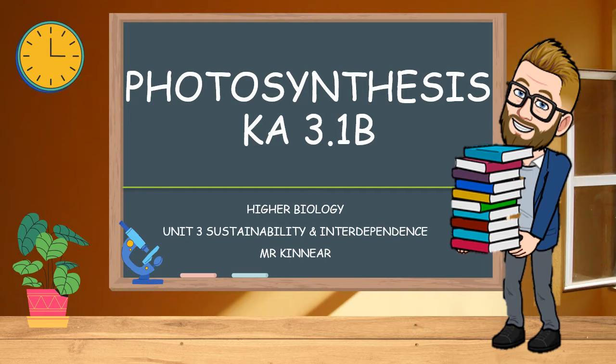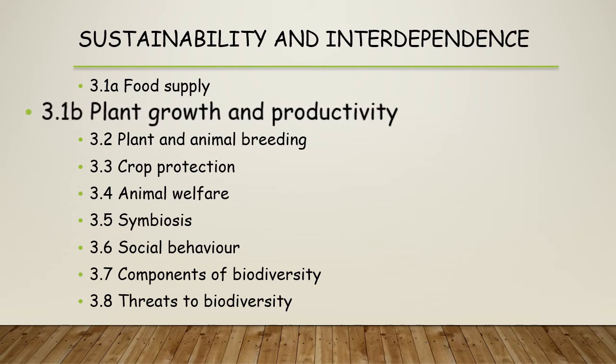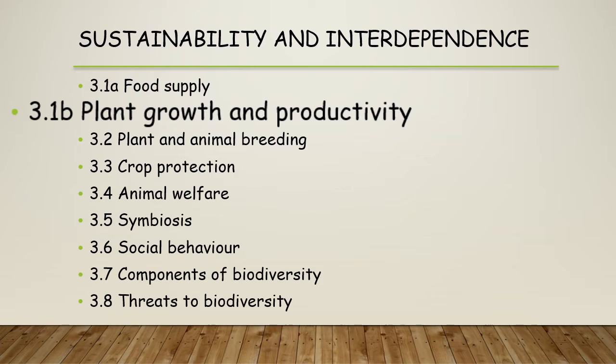We're looking today at photosynthesis, which is the second part of Key Area 3.1. So this is where it fits into the whole of Unit 3. Effectively it is plant growth and productivity, which you'll find on Scholar and on BBC Bitesize. Essentially we're looking at photosynthesis, which is related to plant growth and productivity.